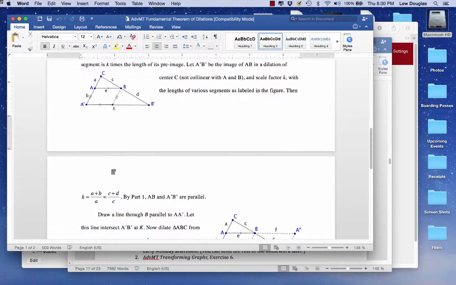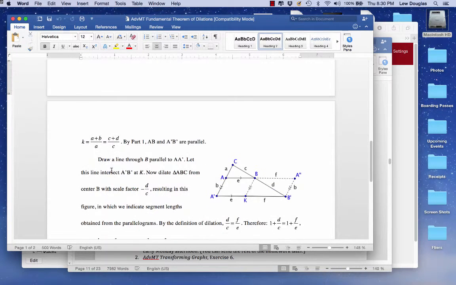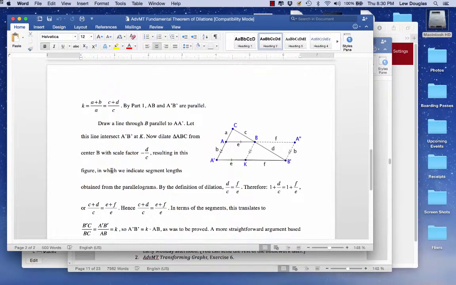Now we go down to the second diagram. By part one, AB and A prime B prime are parallel. So draw a line through B parallel to AA prime. So AA prime is this line, and we're going to draw a line through B parallel to that line.